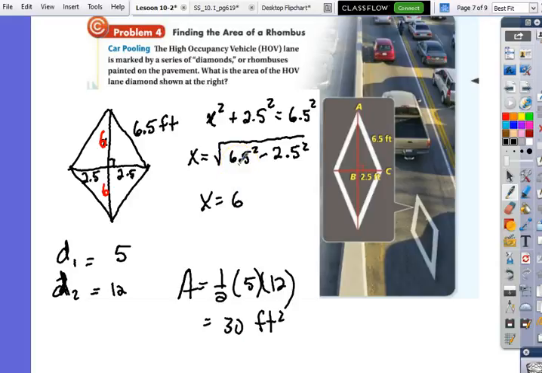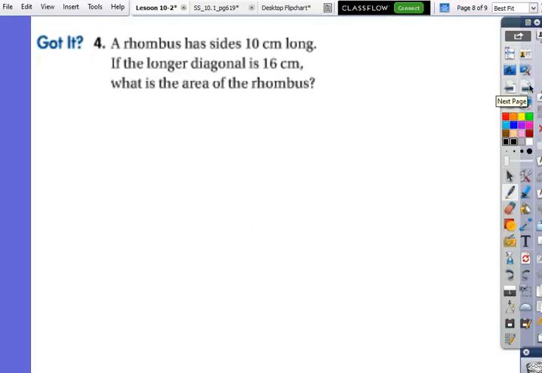Everybody okay with that? Any questions about this? All right. What I want you guys to do is solve this one. You need to draw it first, label it, figure out what you don't know, and put it into this formula. Area is equal to 1/2 d1 d2.